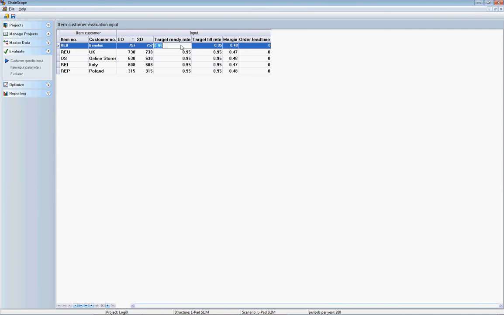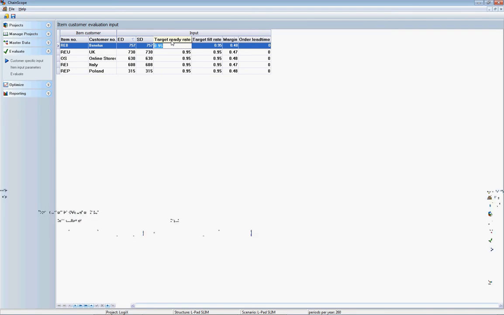Furthermore, you are required to put in your required customer service level on an item customer combination level. That means that for the same item, you may have different customers where you want to provide different service. In this case, we have assumed that the customer service level is either described in terms of a target ready rate or a target fill rate. The target fill rate is the most well-known customer service measure we know. It's the fraction of demand satisfied in time.